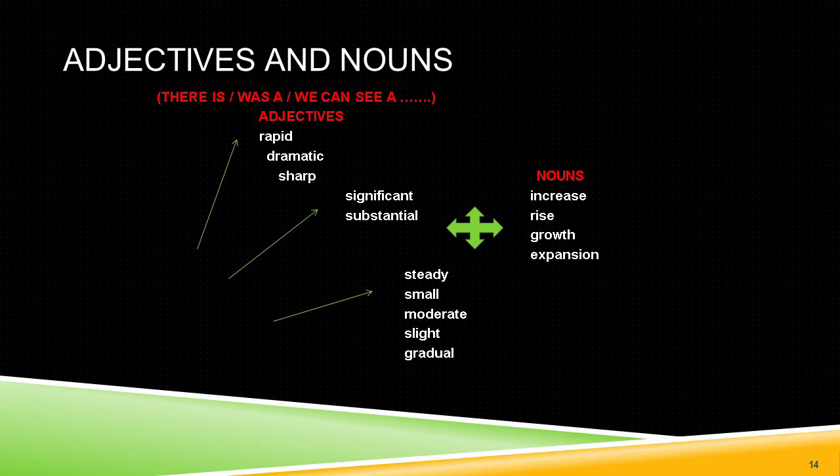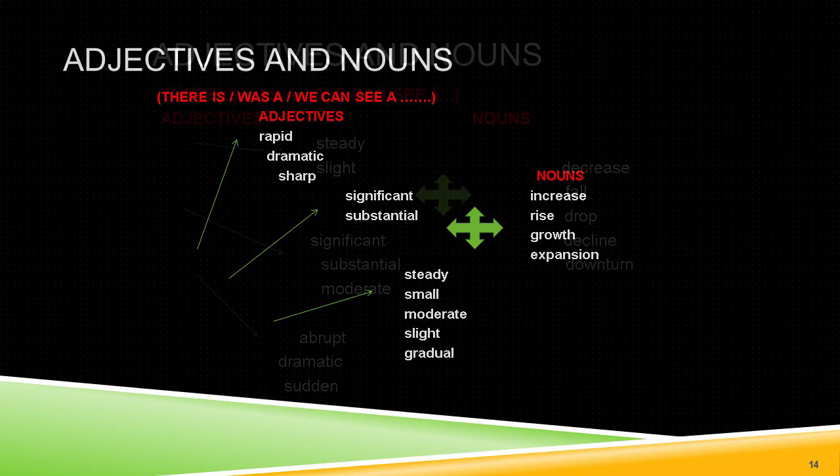If it's noticeable but not that big, then you could use a substantial or a significant rise, growth or expansion. If it's only small, then use a small or a slight rise. Remember always to provide data as well. So say what it was in the beginning and what it rose or fell to. So for example, you could say there was a dramatic rise from 10 to 88%.